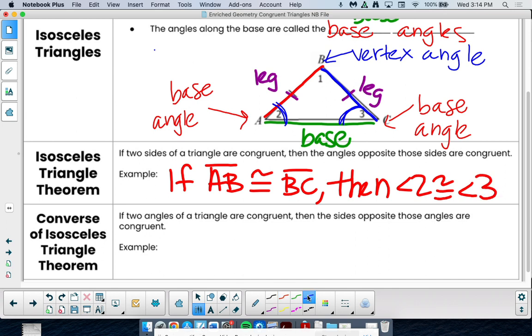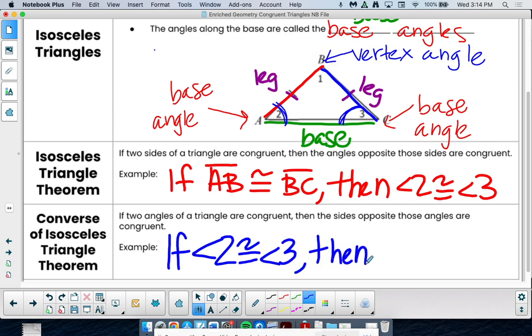Now the converse, remember converse just means to flip the order. So the converse of the isosceles triangle theorem says if 2 angles of a triangle are congruent, then the sides opposite those angles are congruent. So if we know angle 2 is congruent to angle 3, then segment AB is congruent to segment BC. Beautiful. Okay.